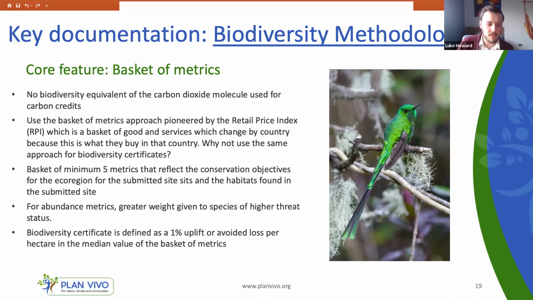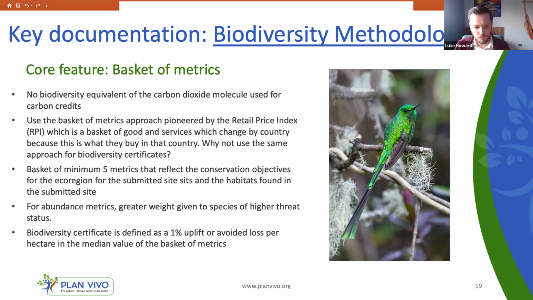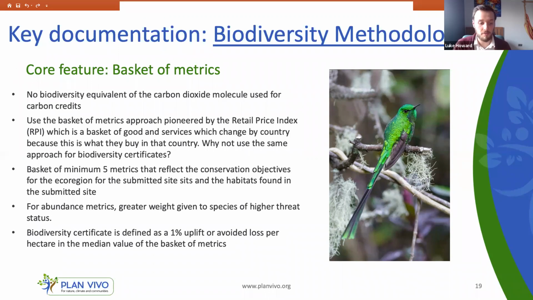And I will go into a bit more detail in a moment about the different types of metrics, but I wanted to highlight that there are different ways, kind of checks and balances, within these metrics and within the methodology that tailor these metrics to ones that are more appropriate. For example, for abundance-based metrics, which I'll explain more in a moment, greater weight is given to species of higher threat status. So meaning that projects are more likely to target species that are in greater need of conservation or restoration.